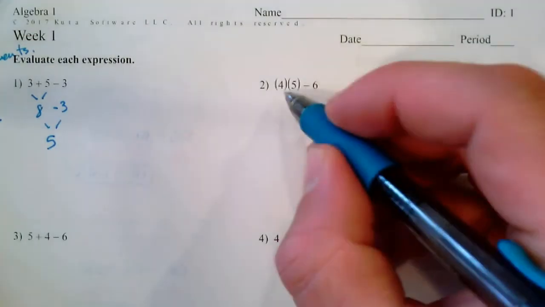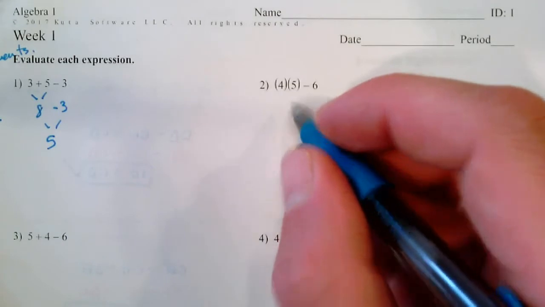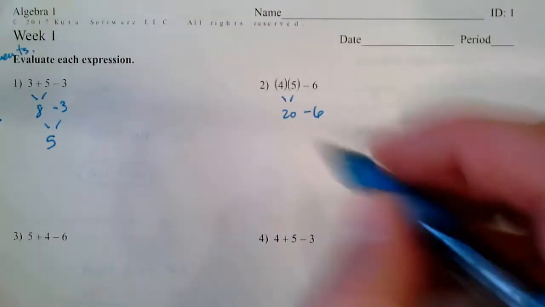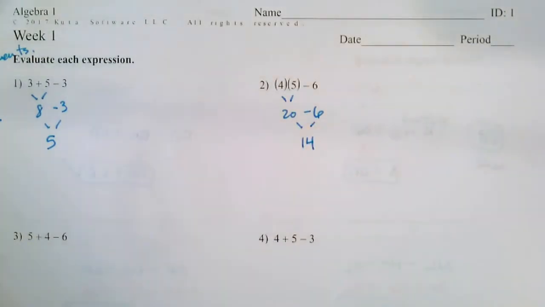Over here, we've got multiplication and subtraction. Multiplication is closer to the top of the pyramid. That goes first. 4 times 5 is 20. Minus 6. And 20 minus 6 is 14.